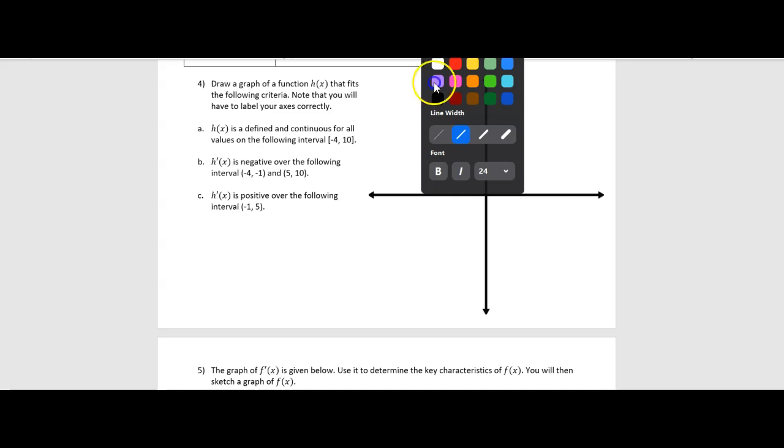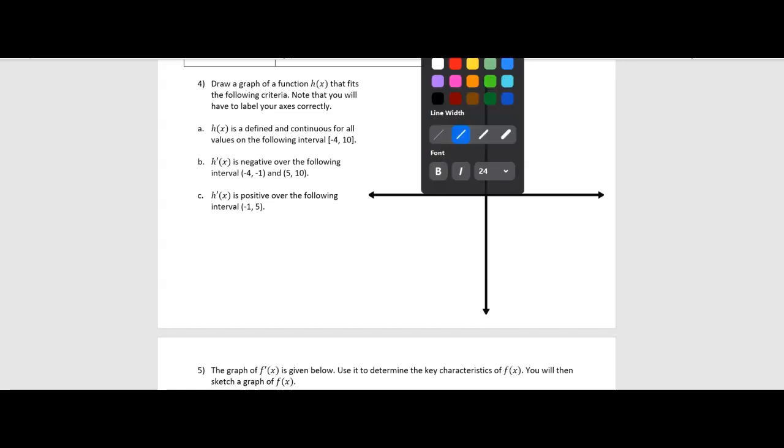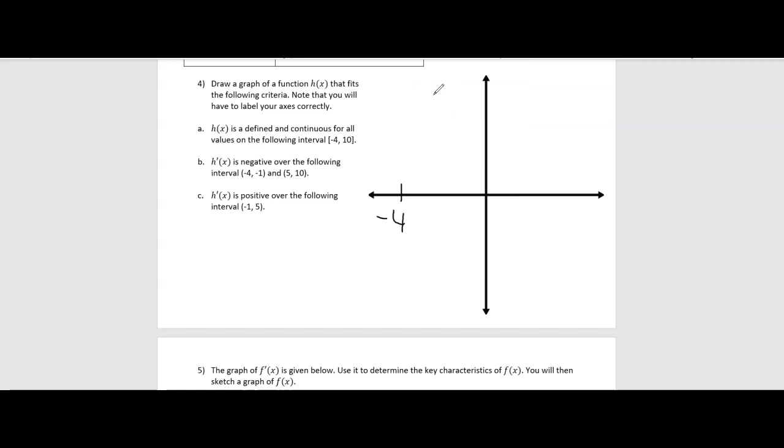Okay, so the first thing it says is h of x is defined and continuous for all values on the following interval -4 to 10. So we have a graph that is continuous from -4 to 10. The axes do not have to be drawn to scale, but you do need to label -4 and 10. It says that h prime, so the derivative, is negative over the following interval, -4 to -1. So I guess I'm going to need to label -1, and 5 to 10. Okay? And the derivative is positive over the following interval, -1 to 5.